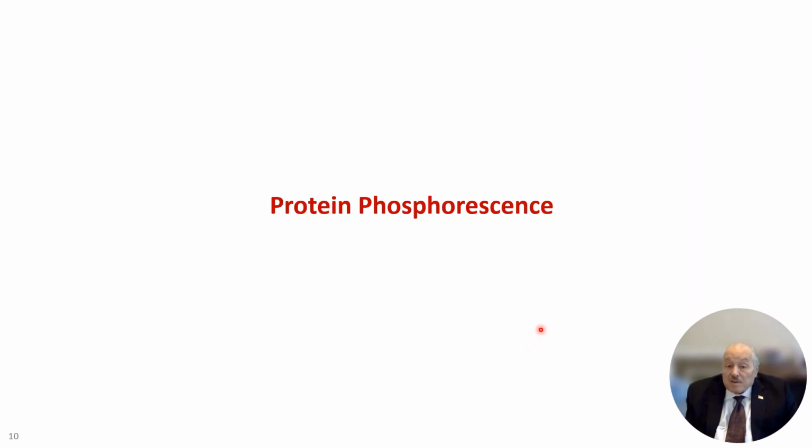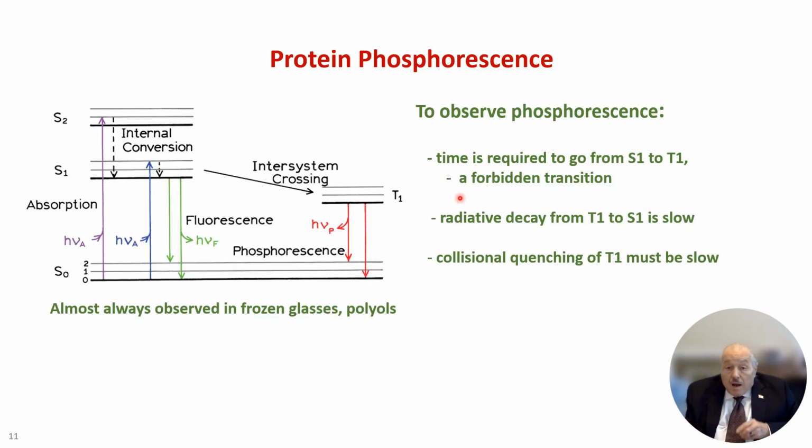So now I'm going to go to another topic which I haven't yet discussed at all, and that is phosphorescence, and in particular phosphorescence from proteins. It's not easy to observe phosphorescence. This is because it's very long-lived. Any quenching process, especially dissolved oxygen in the solution, will have plenty of time to collide with the triplet state and quench it. So it's almost always observed in a frozen glass solution, a polyol.